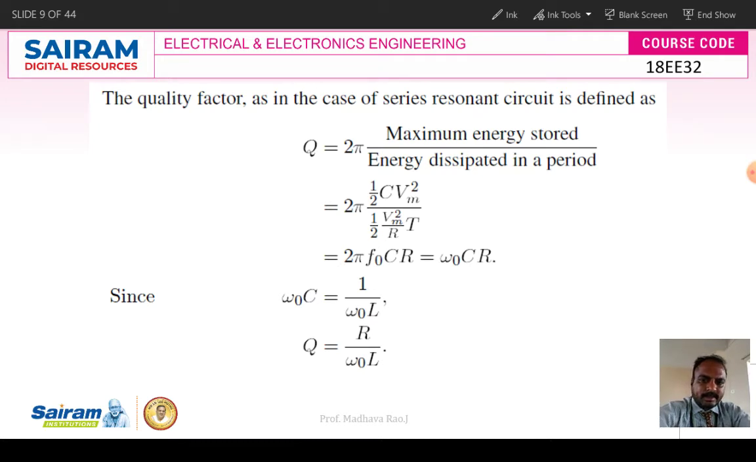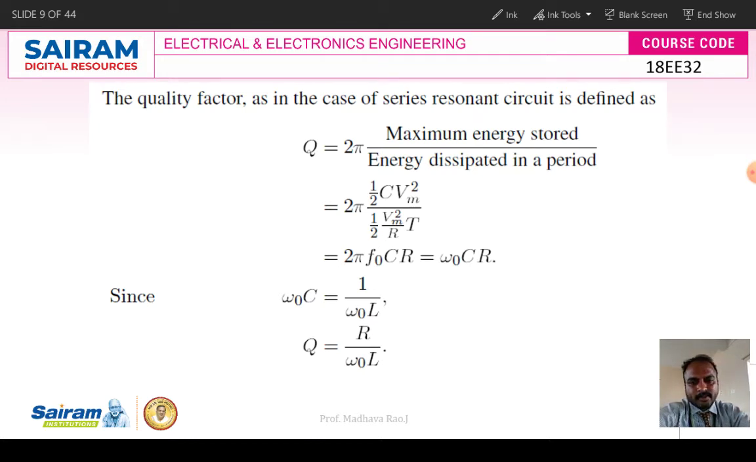Quality factor, as in the case of series resonance circuit, is defined as Q equal to 2 pi times maximum energy stored divided by energy dissipated in a period. Similarly in the parallel circuit also, maximum energy stored divided by energy dissipated in a period. Here, how can we calculate the energy stored and energy dissipated? Both inductor and capacitor are storage elements.